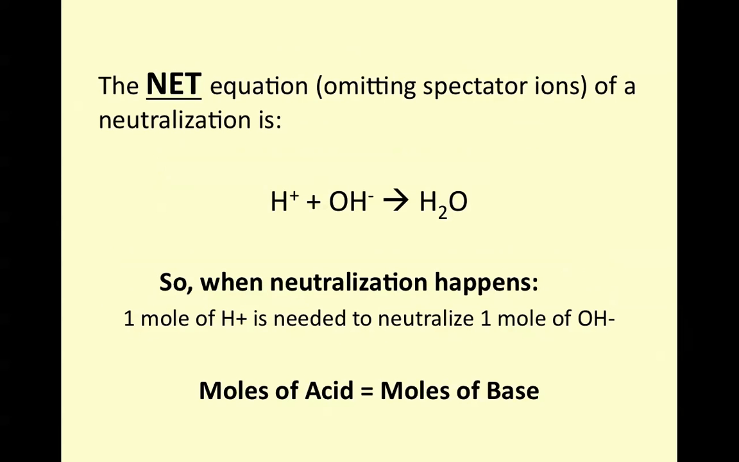Now, one thing that's going to lead up to how we get our formulas is our net equation, and this is where we take out the spectator ions or the salt that forms from the neutralization. We just look at the positive hydrogen combined with the negative hydroxide ion making water. Now, this is a balanced equation. So it's showing us that for every 1 mole of our protons or positive hydrogen ions, we need them in order to neutralize exactly 1 mole of our hydroxide ions. So as we titrate, the moles of our acid have to equal the moles of our base.